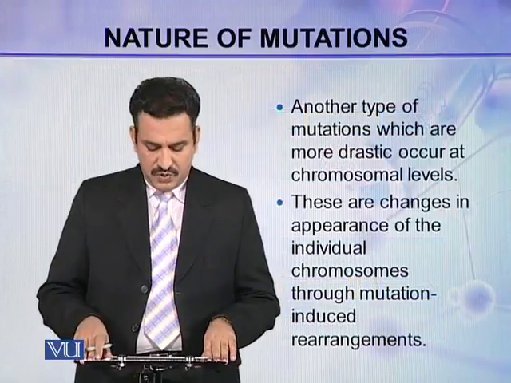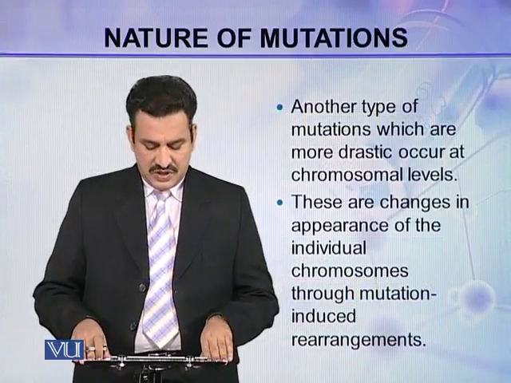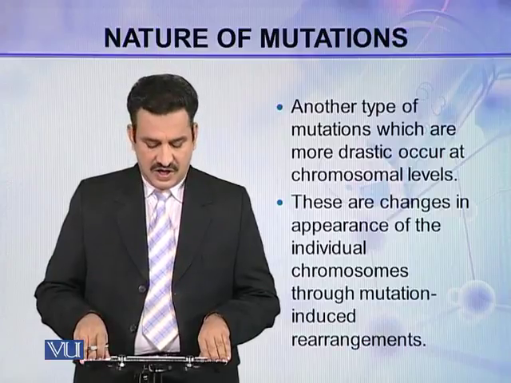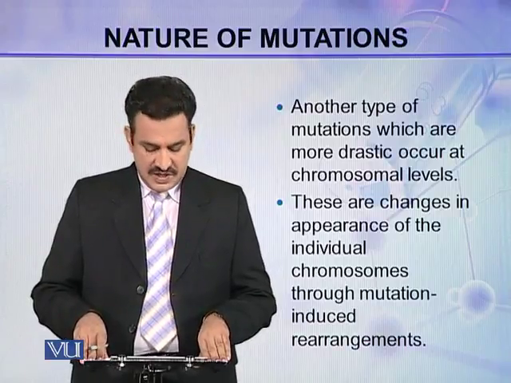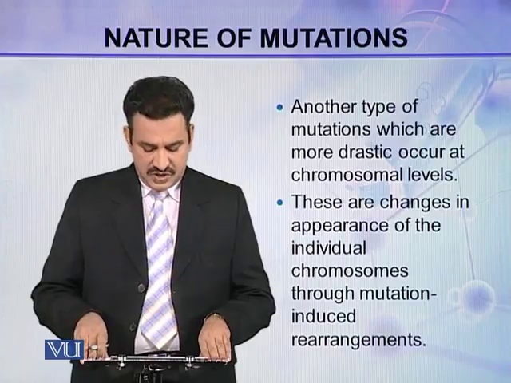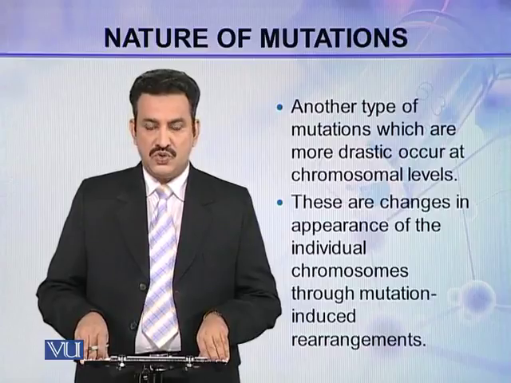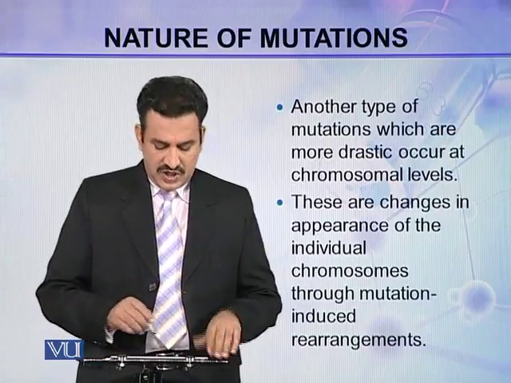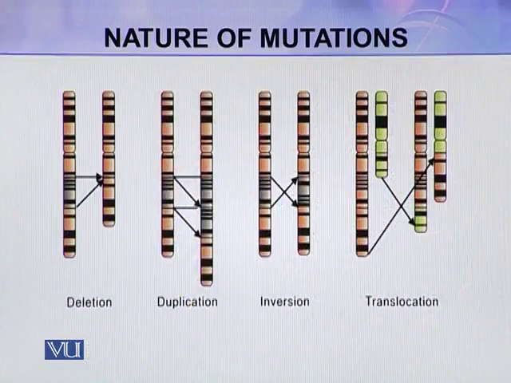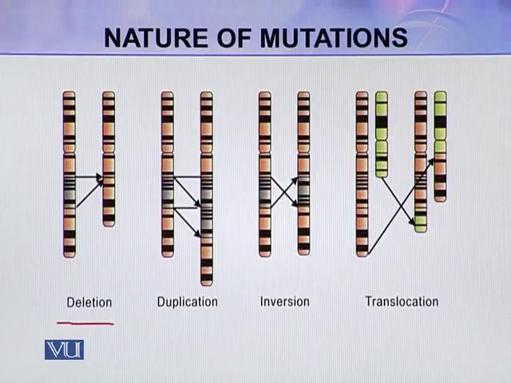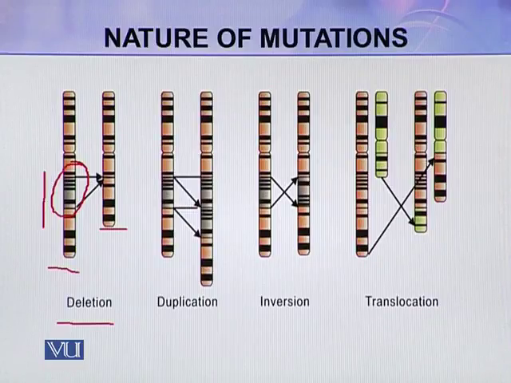Another type of mutation which is more drastic occurs at chromosomal levels. These are changes in the appearance of the individual chromosomes through mutation-induced rearrangements. So there are many examples such as deletions. In the case of deletions, this region is totally deleted from the chromosome. So this mutated chromosome is lacking this portion.